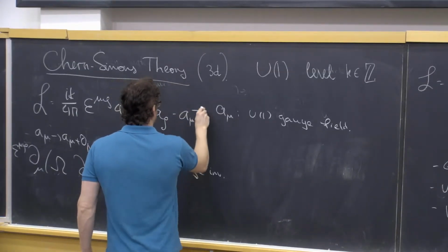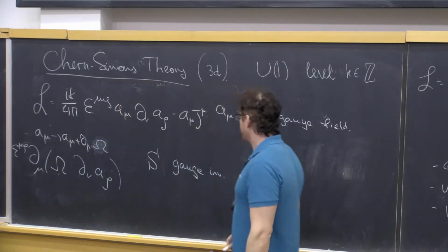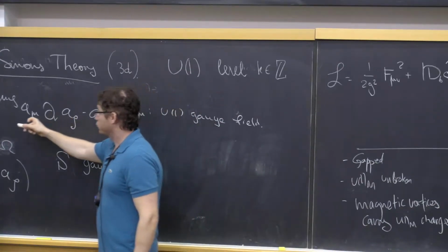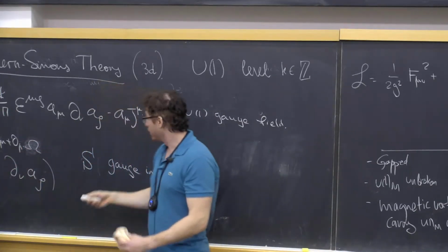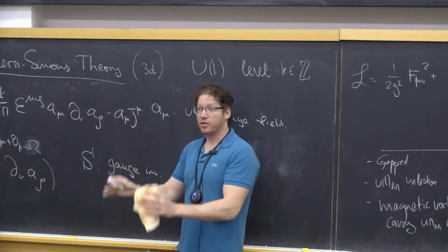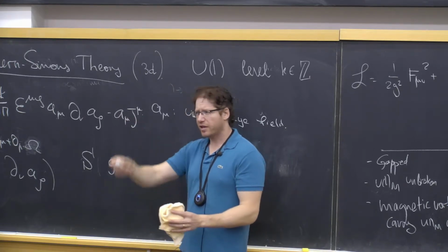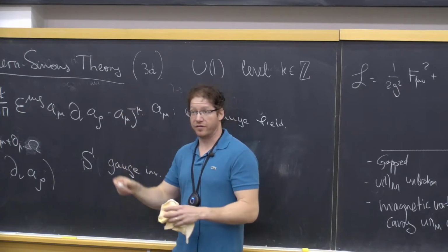So we will couple this theory to some classical current. So a is the fluctuating field. We integrate over it. But J_mu is a given function of space-time. It's a given current for some particles which are very heavy.